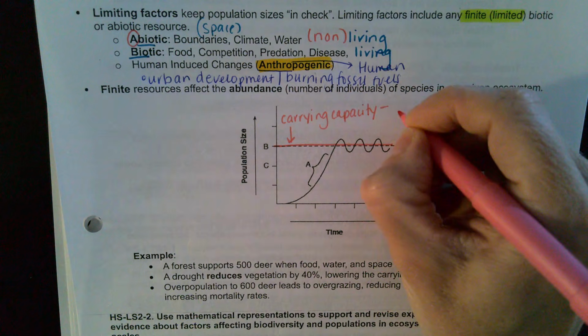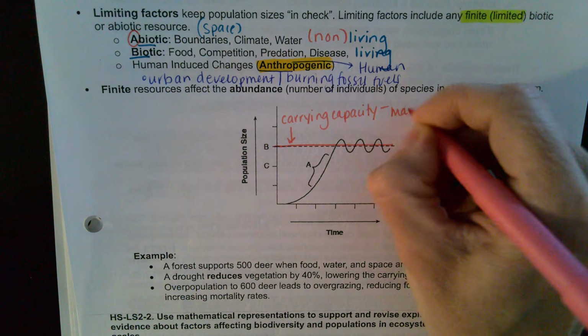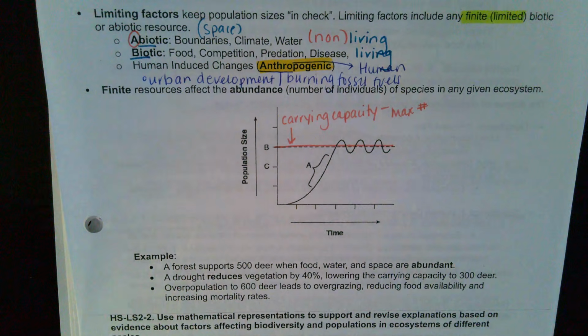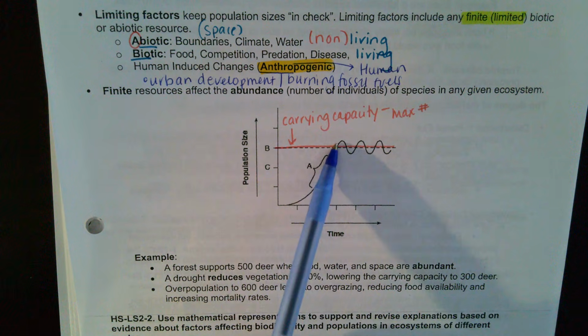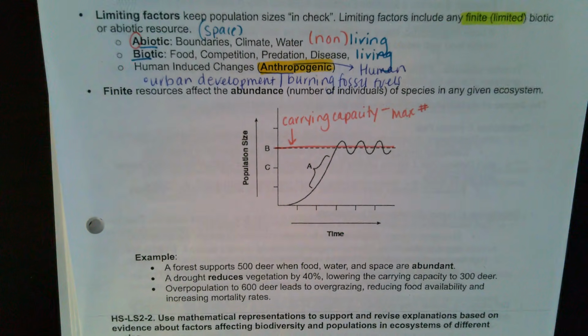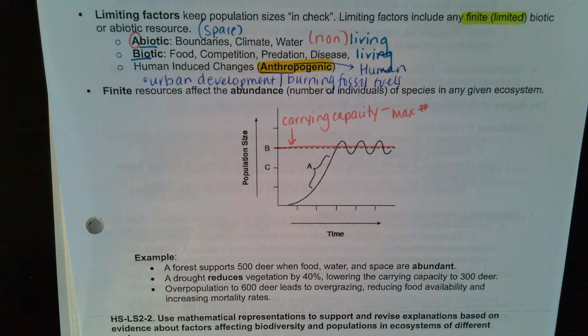And remember, carrying capacity means max number. What you might see in this graph is, oh my goodness, it goes a little bit above and a little bit below. I thought you said that was the max. Why is it above? Any time of year, there's going to be seasonal changes.